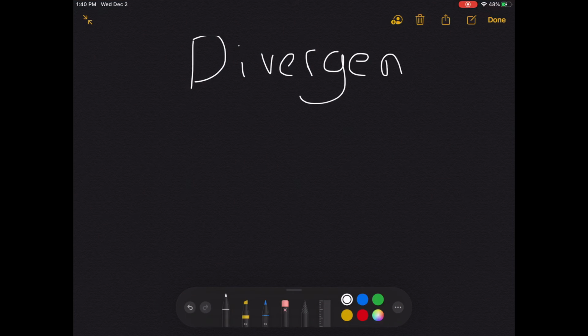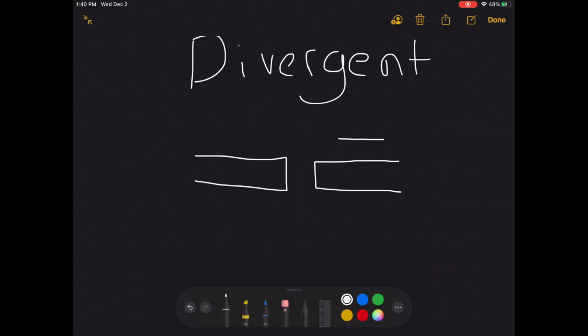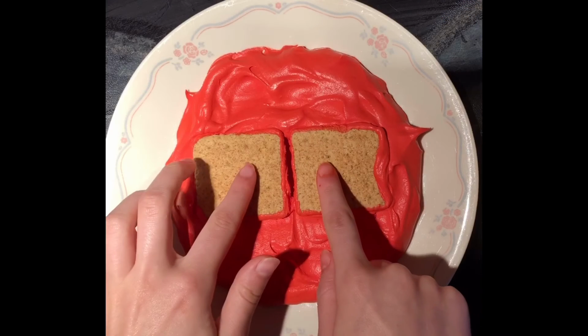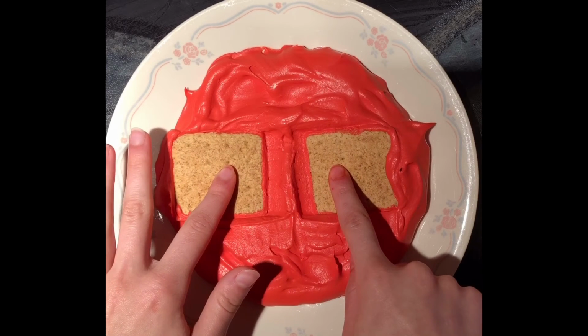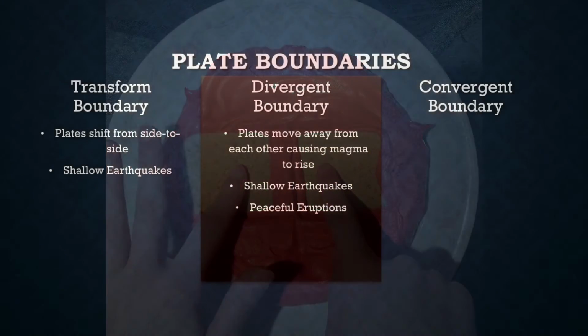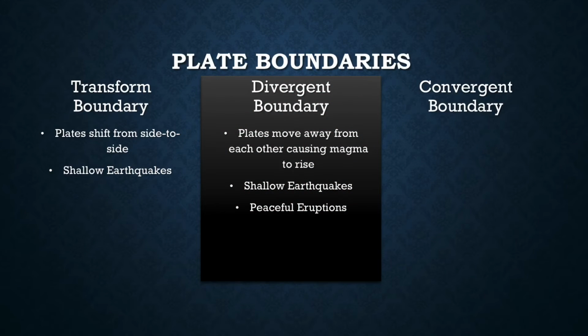The second type of plate boundary is called a divergent boundary. In this boundary, you have two plates which move away from each other. When this happens, magma rises to the surface from deep within the earth, and it looks like this. Divergent boundaries are associated with shallow earthquakes and peaceful eruptions.